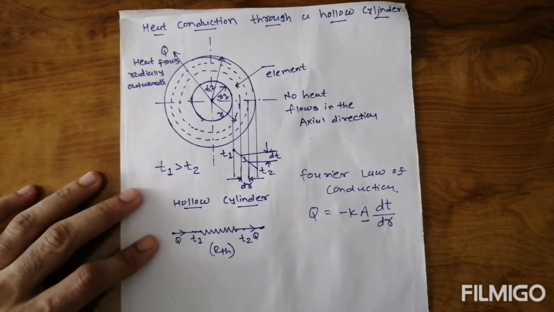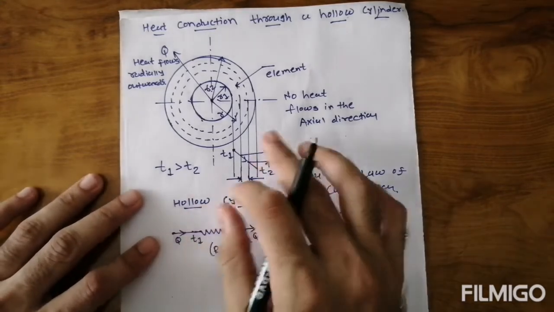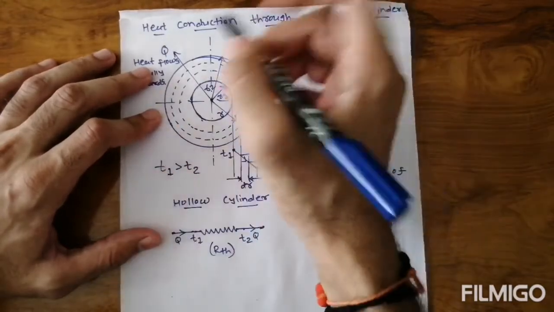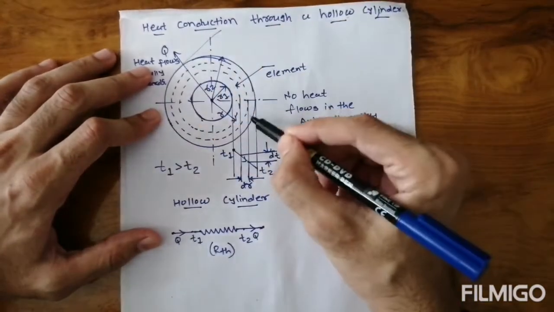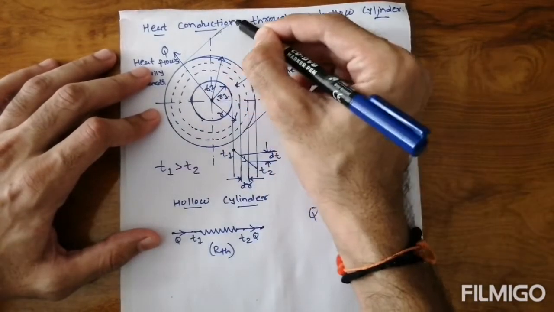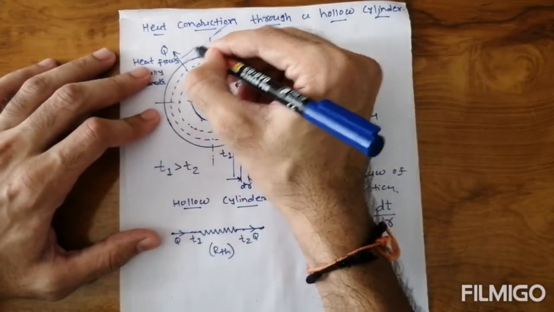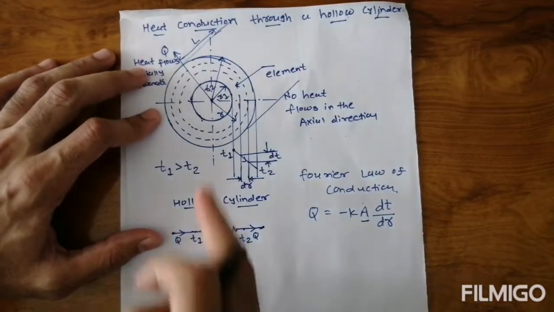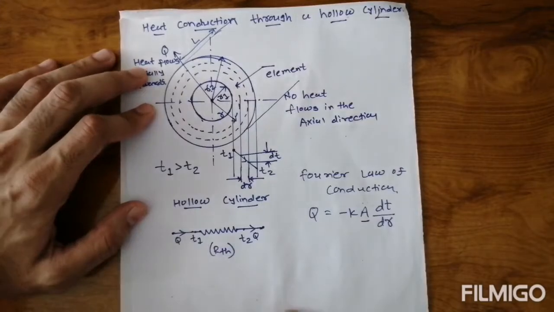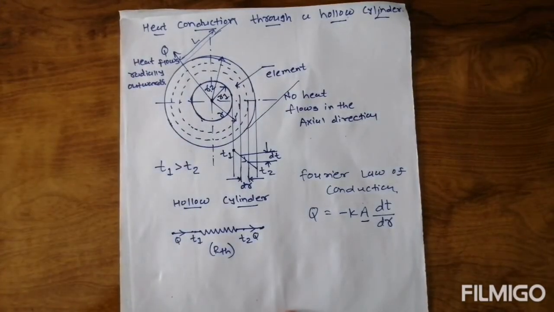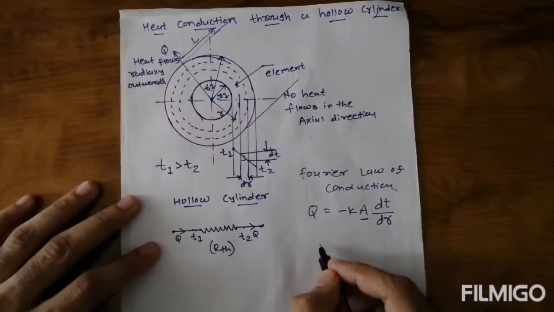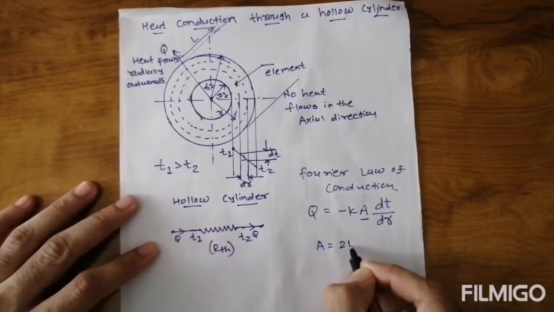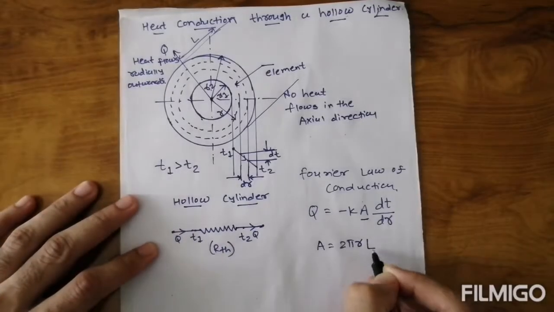We can consider the area of that cylinder. If that cylinder has some length, we consider it extended, so we take L as the length of the cylinder. Then we consider the circumference of the cylinder. What will be the circumference of the cylinder? The circumference of the cylinder is normally 2 pi r into L.